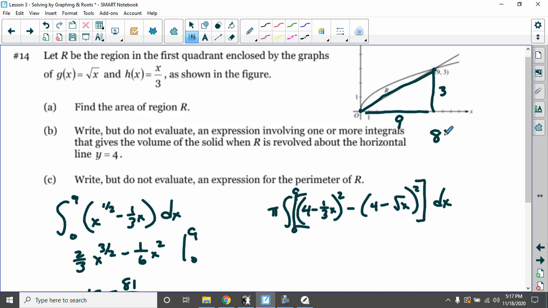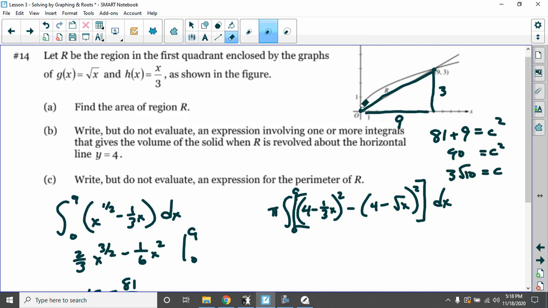So 9 squared plus 3 squared equals the side I'm looking for squared. So c squared is 90, so c is 3 root 10. So that's the distance of the straight line. We need this distance of the curve also.